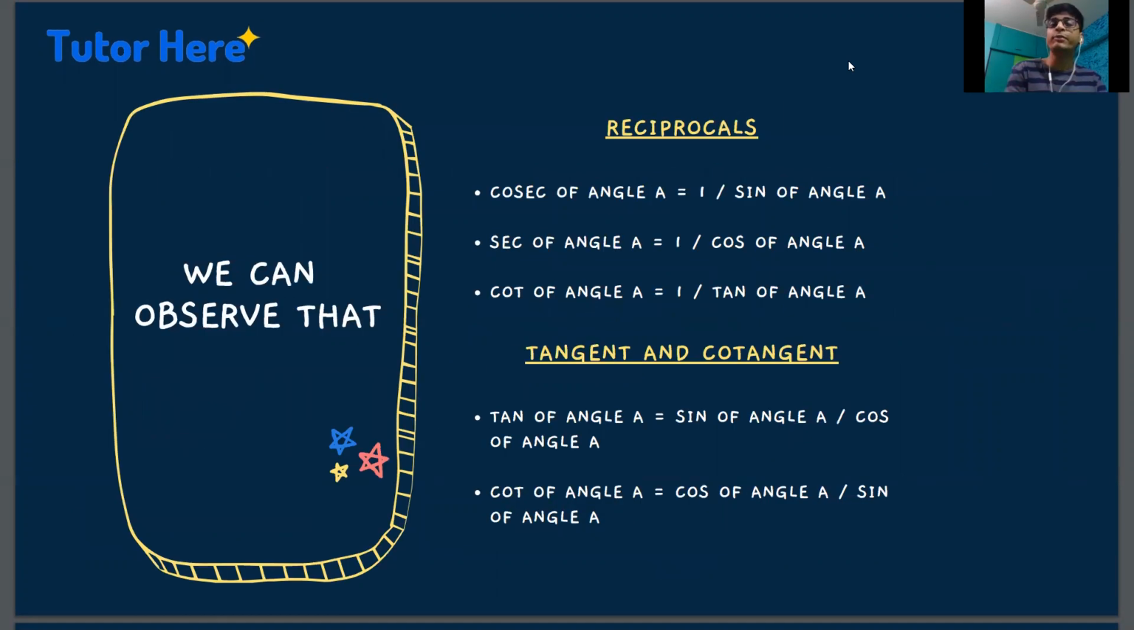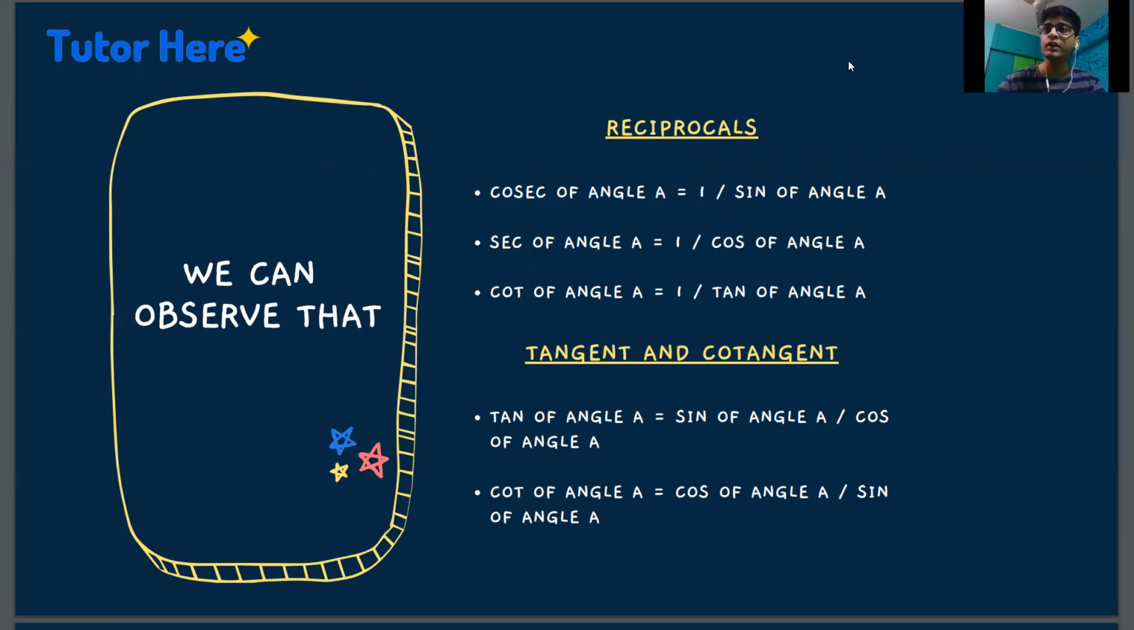So from the previous ratios, we can observe two things, reciprocals and tangent and cotangent. In the reciprocal section, I have observed that cosec of angle A is equal to 1 by sine of angle A. Sec of angle A is 1 by cos of angle A and cot of angle A is 1 by tan of angle A. If you look at the ratios, you will see that I am right.